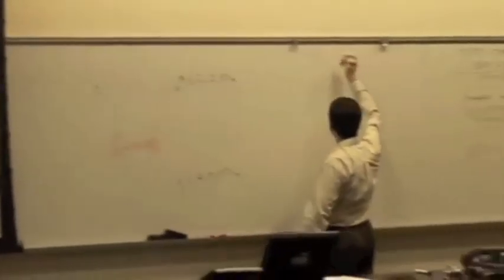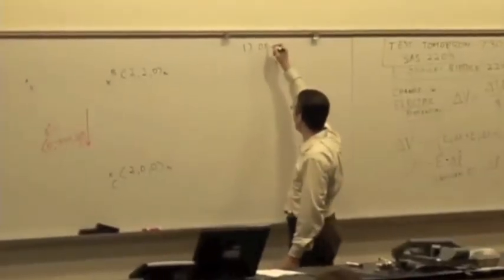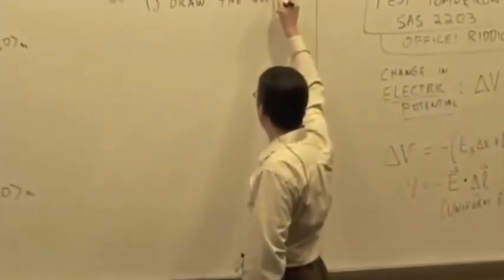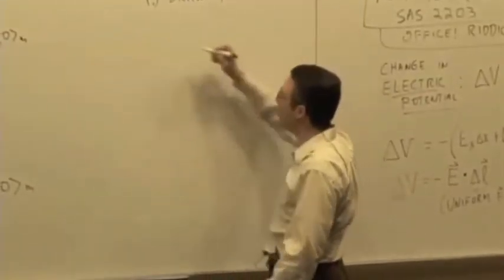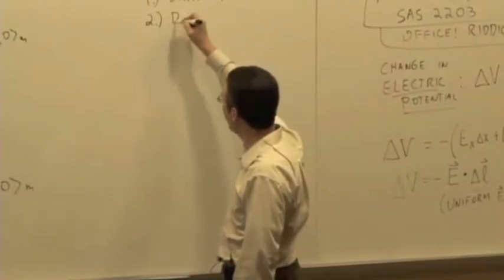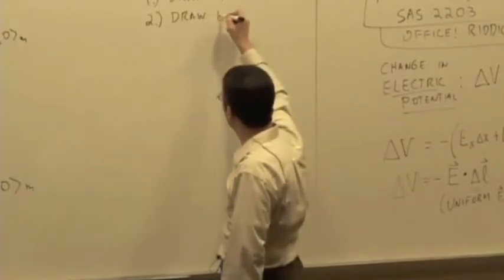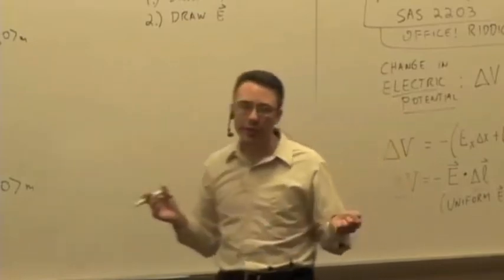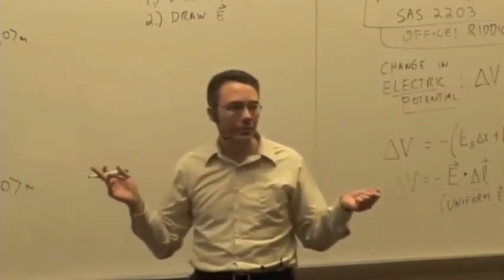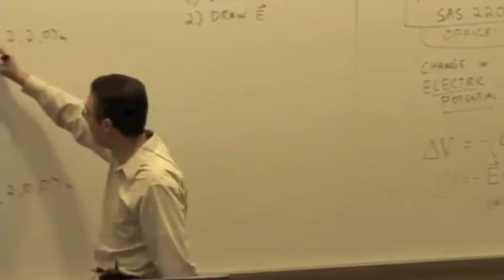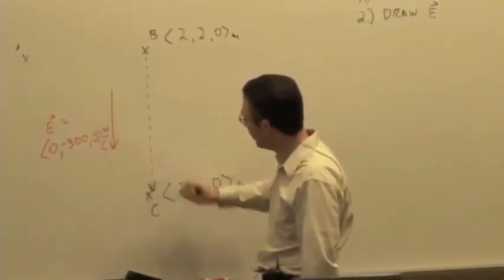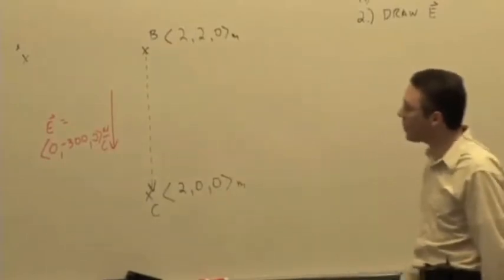The path, really step one in any of these problems is draw the path. Draw the vector from the initial point to the final point. And step two is draw the electric field, but it's given to us in this case. So what's the path? It points from where to where? From B to C. So I draw a path vector, maybe just a dotted line that has an arrow, from B to C.